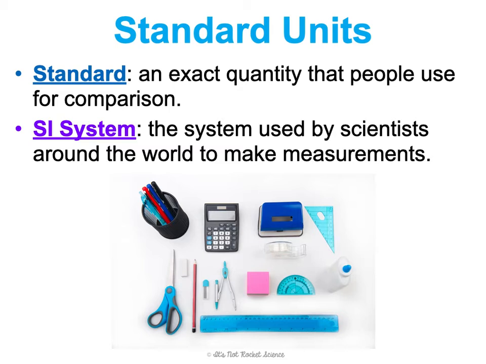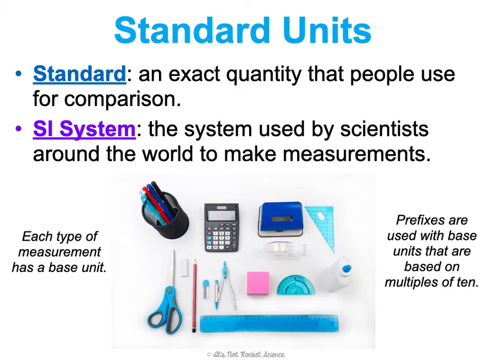And our SI system is the system used by scientists around the world to make measurements. Our SI system actually stands for the International System of Units. And again, this is the units that are used across the world. It's also known as the metric system. Now with this type of measurement, it is all going to have a base unit. So every type of measurement is going to have its own base unit, okay?